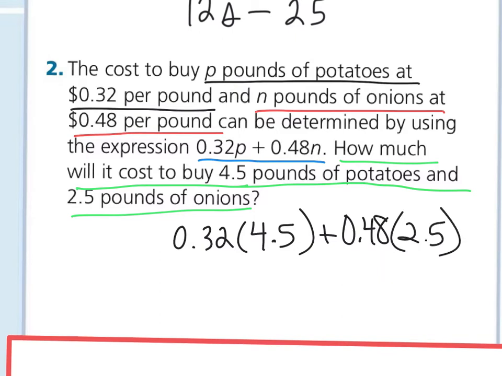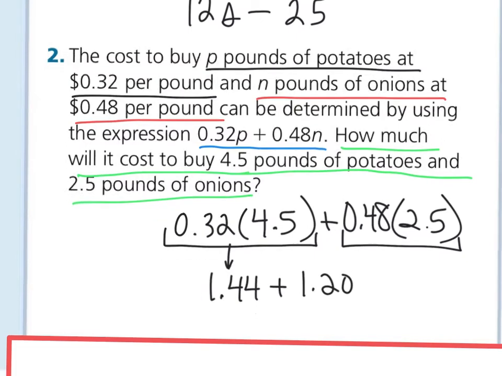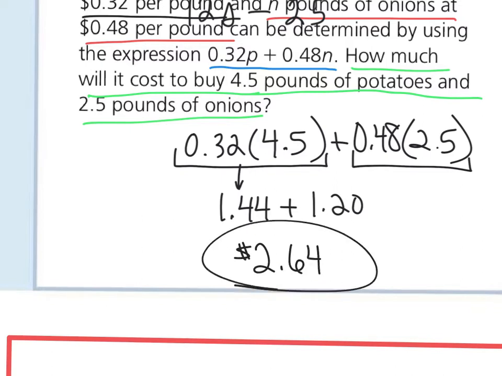Once we substitute into this, order of operations, we're going to be doing multiplication before we add. So if we multiply these first two numbers, that would end up being 1 44/100. If you multiply the last numbers, that would be 1 20/100. And then if you add those together, that would be $2.64. So $2.64 total.